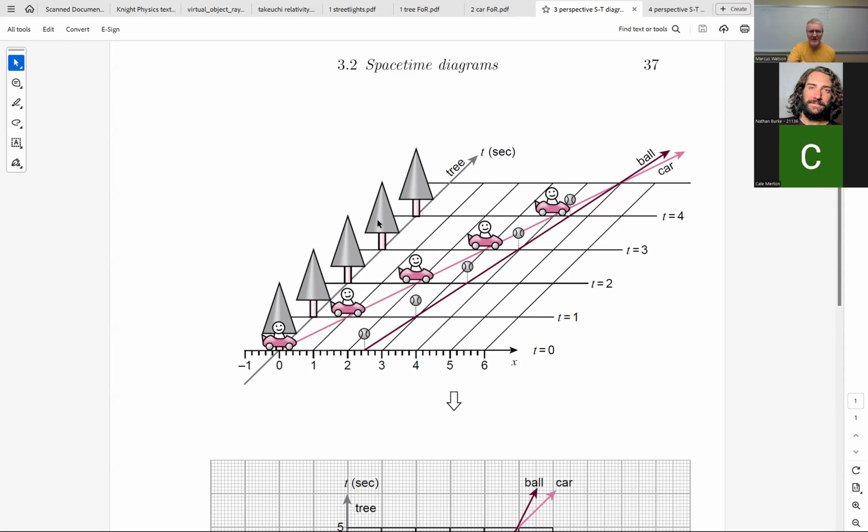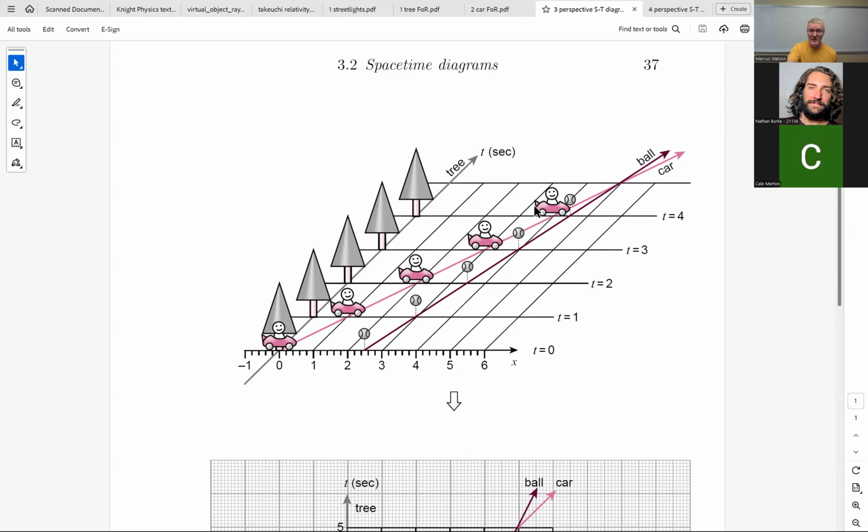Okay, that being said, the tree stays stationary. You'll notice that the tree stays at x equals 0 the entire way up, the t-axis here, and therefore it does not change its position as time goes on. However, the car goes from 0, which is where it started, out to 1, to 2, to 3, to 4, and you'll see that we've got a line drawing the car positions as time goes on.